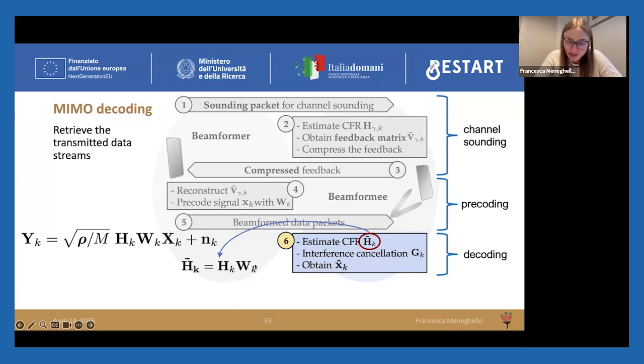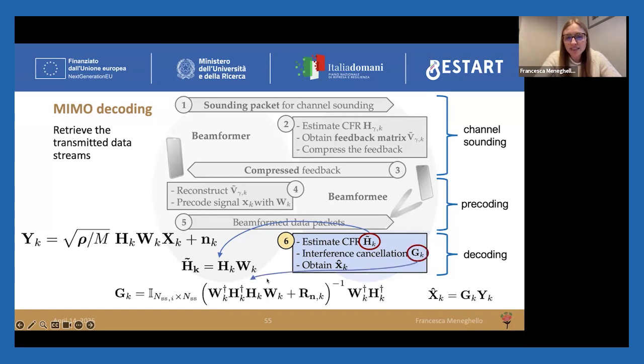And with this information about the beamformed channel matrix, we can obtain an interference cancellation matrix to equalize the signal. And it is obtained, as we already saw several times during this tutorial, by inverting this channel matrix. So the channel matrix, the beamformed channel matrix.